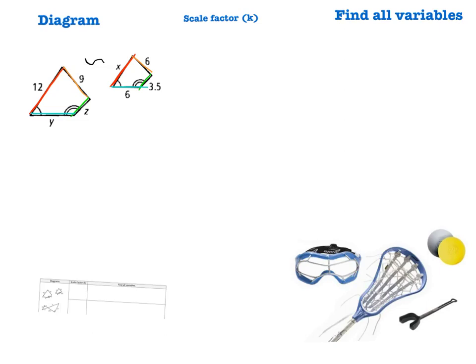The only two sides that are corresponding that have numerical values are 9 and 6. So that means that my scale factor, my k, is 9 over 6. Now you could have chosen to write k equals 6 over 9 if you chose to switch these around. That would be fine. The only thing that you need to keep in mind is whichever way you decide to write your scale factor, just make sure that you remember the way that you're going.